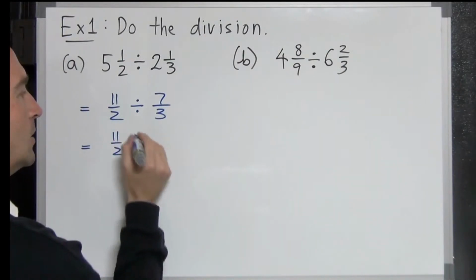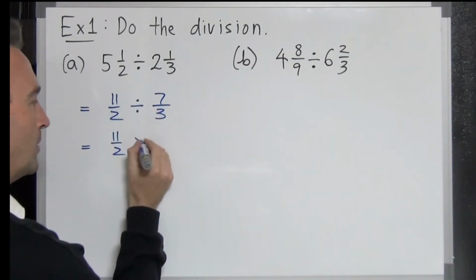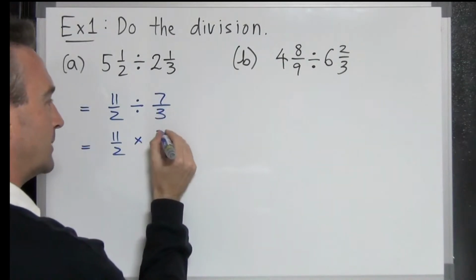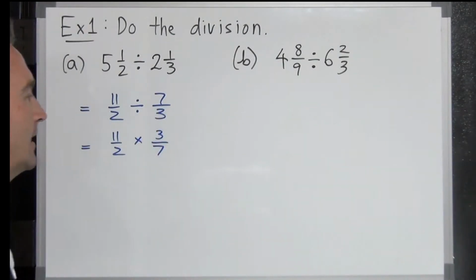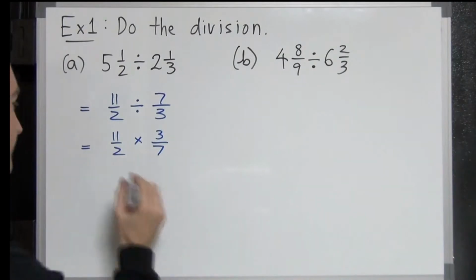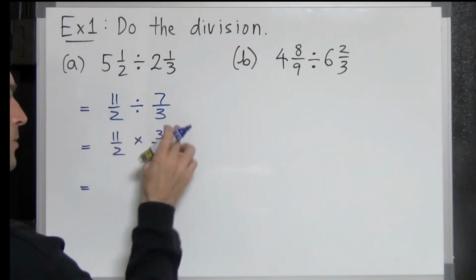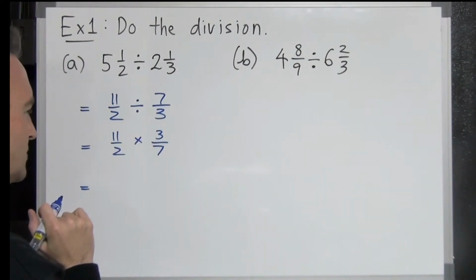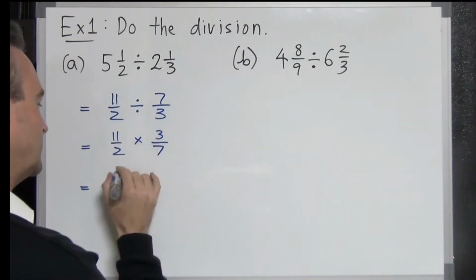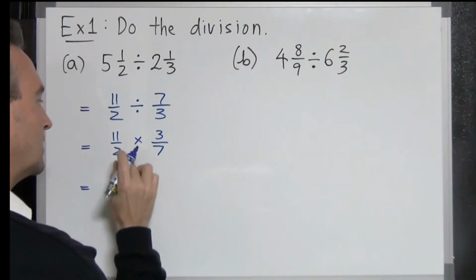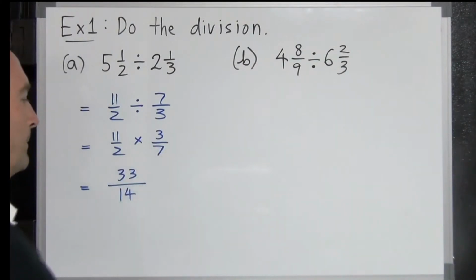11 over 2. We're now going to turn the divide into a multiplication and flip this upside down, 3 over 7. Now we're doing the multiplication. 11 over 2 times 3 over 7. Top to top, or does anything cancel there? I don't think so. I think it's okay. 11 times 3, 33 on the top. 2 times 7 is 14 on the bottom.